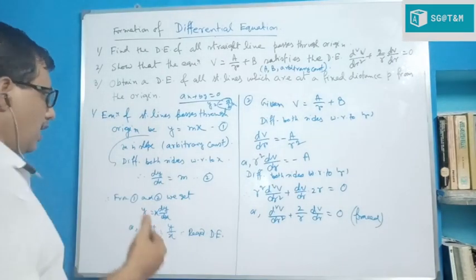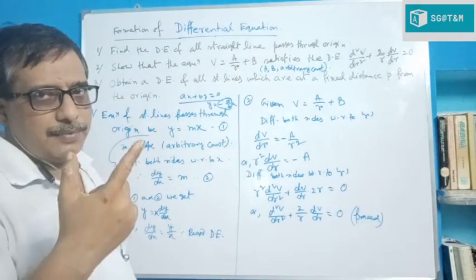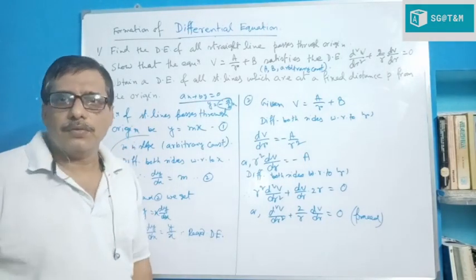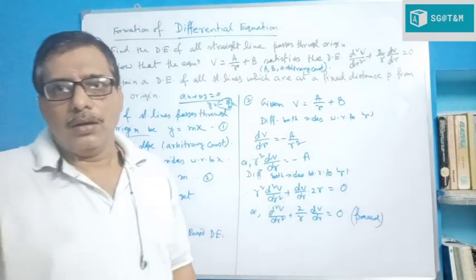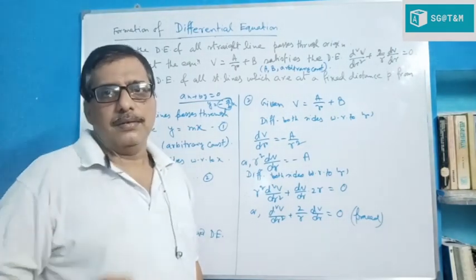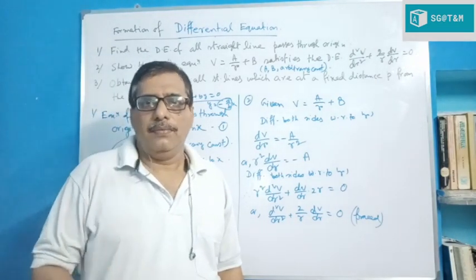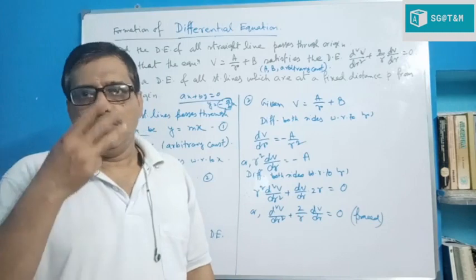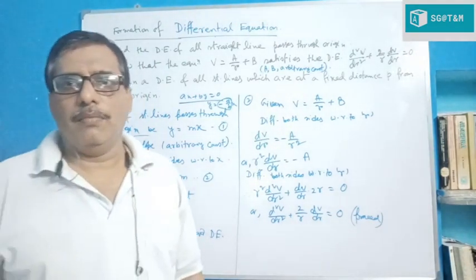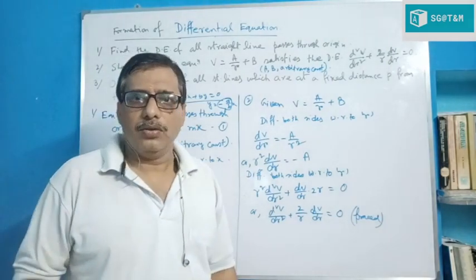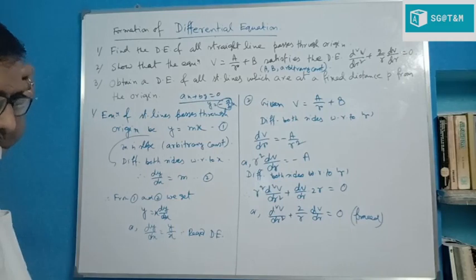If an equation contains only one arbitrary constant, then the differential equation must be first order. If an equation contains two arbitrary constants, then the equation must be second order. If an equation contains three arbitrary constants, then the differential equation must be third order, and so on. So we have to eliminate m.